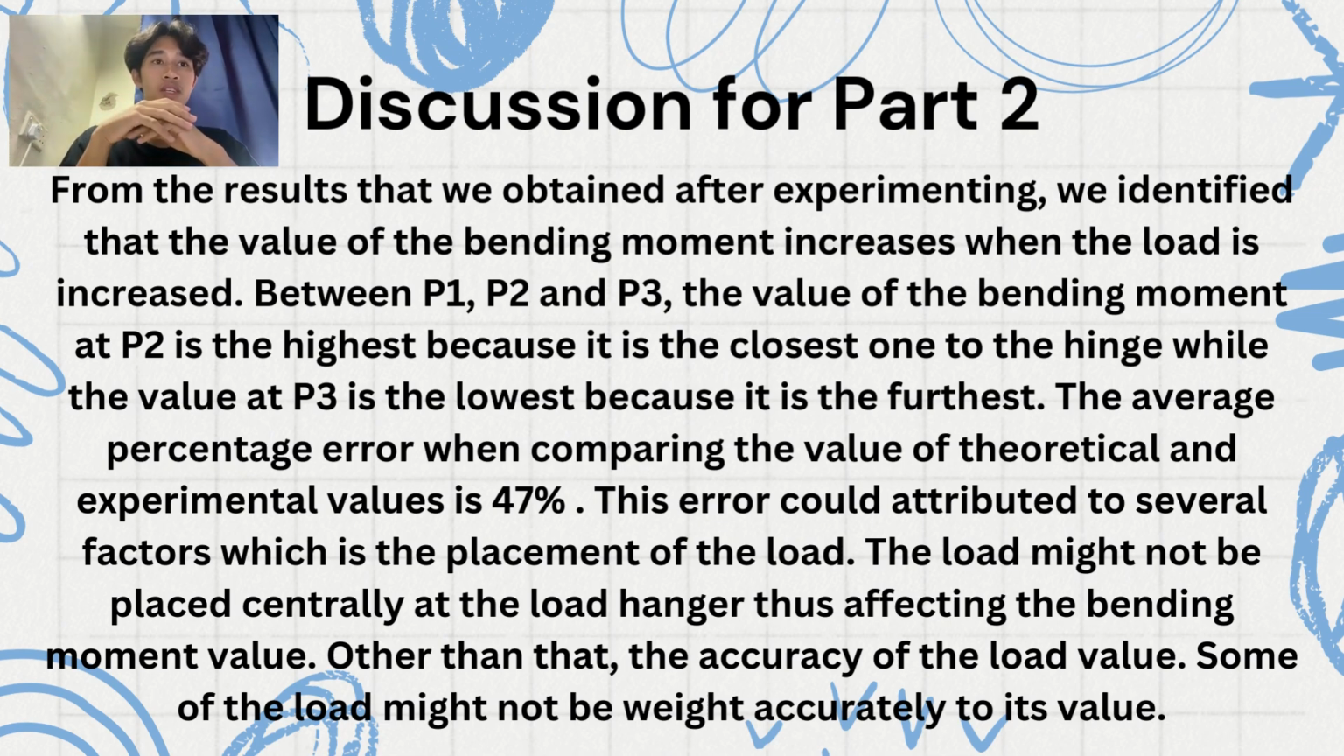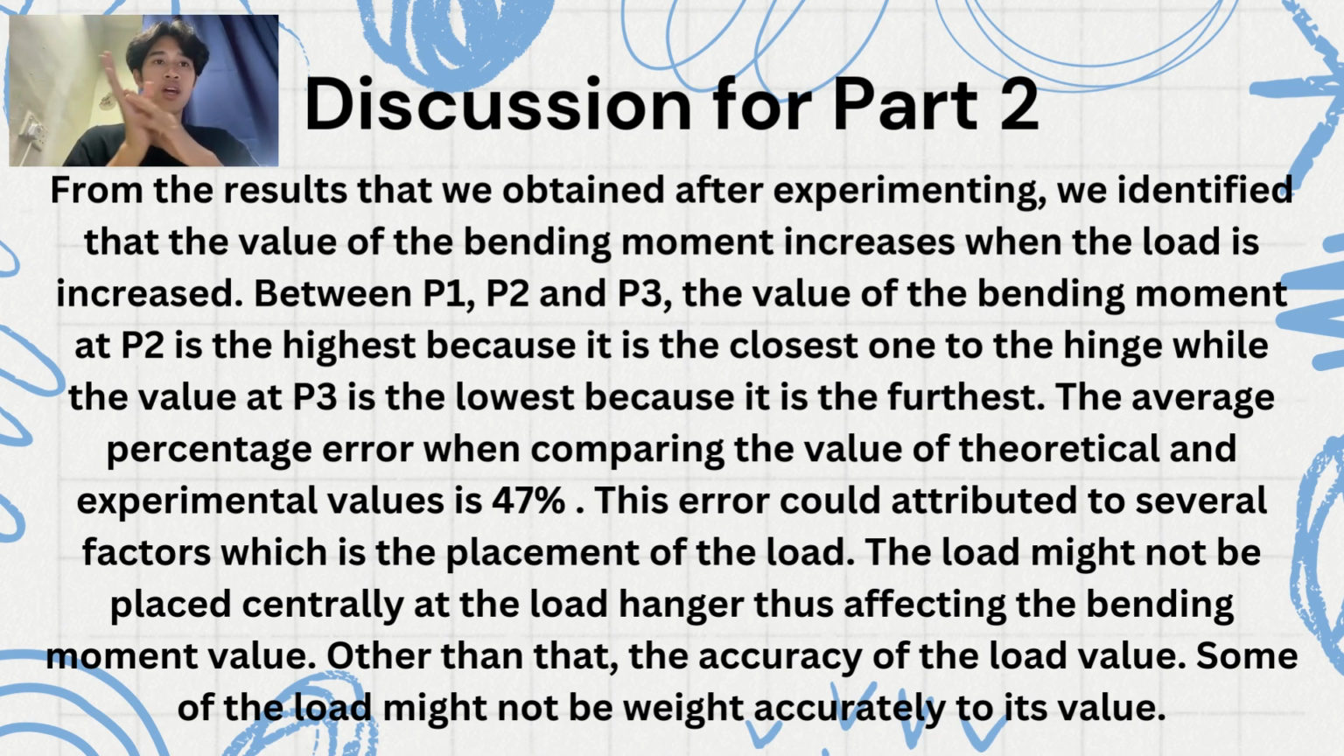It is the highest because it is the closest one to the hinge, while the value at P3 is the lowest because it is the furthest from the hinge where the spring scale is. And then the average percentage error when comparing the theoretical and experimental values is 47%.